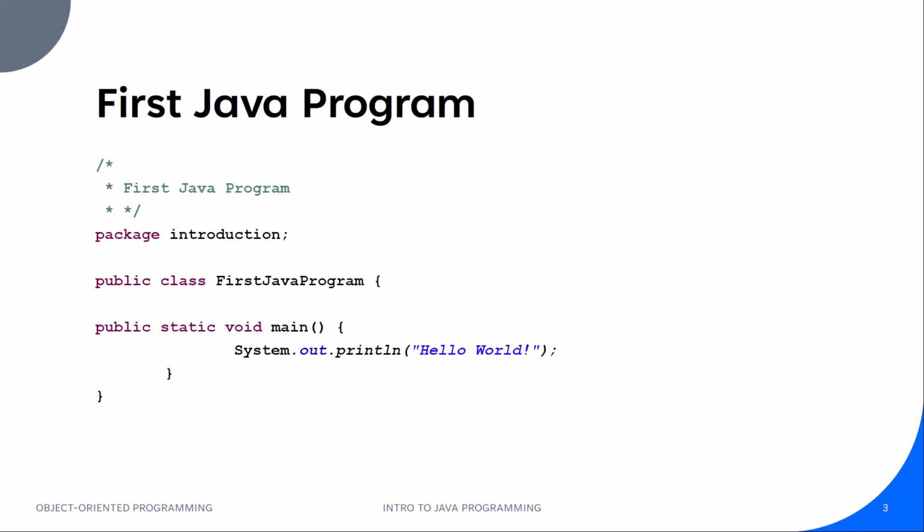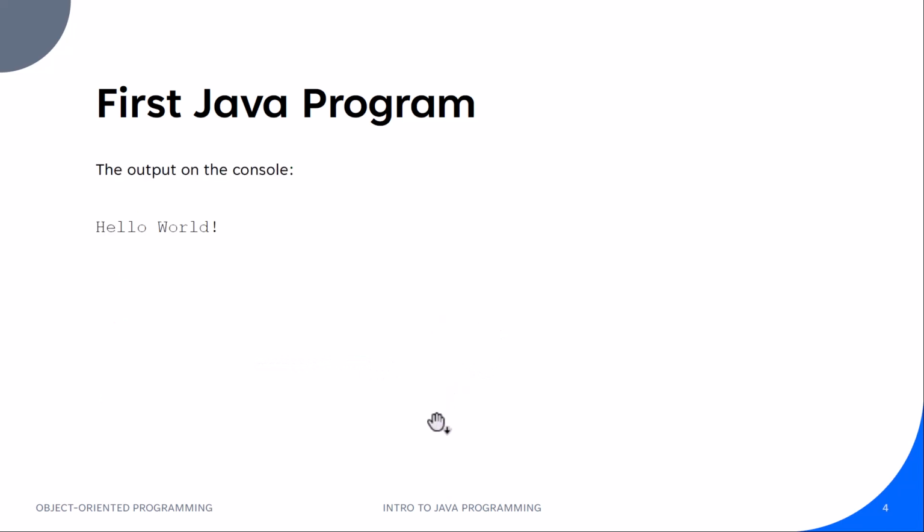Here is the first Java program, which is naturally the Hello World application. And you're going to see this is a very simple application with just outputting a string to the screen. And the output on the console will be hello world.